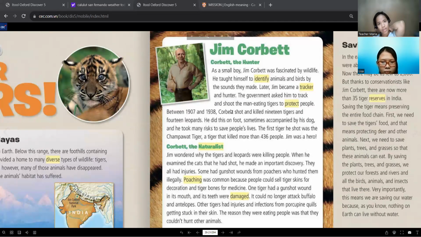I'm going to ask a question. Corbett as a hunter. We go to Corbett as a hunter. The first question is: what tiger did he first shoot?